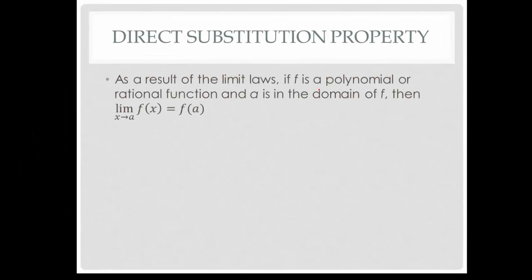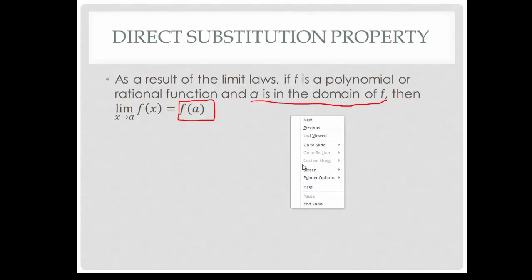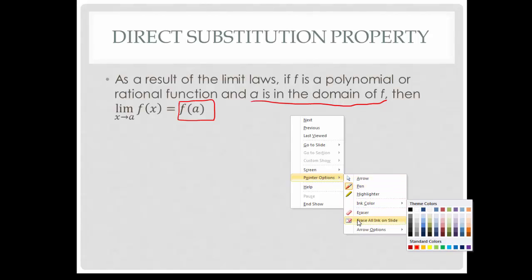So in those cases where you're either looking at a polynomial or a rational function, and a is in the domain of f, so this is assuming a is in your domain, then the limit as x approaches a of f of x equals f of a. In other words, if you want to calculate the limit as x gets close to a, all you have to do is take the function and plug a in. Now, this is kind of a sticky point for some of these. a has to be in the domain of your function.